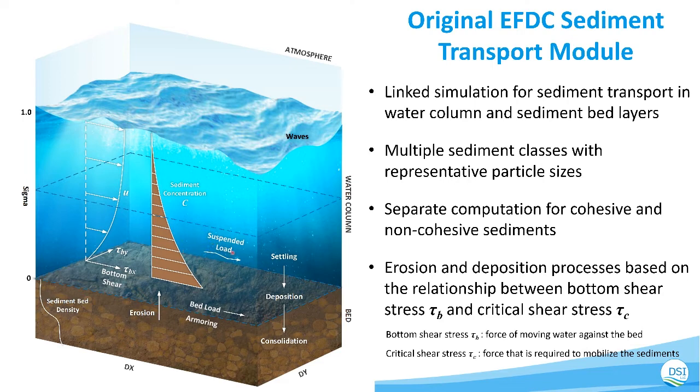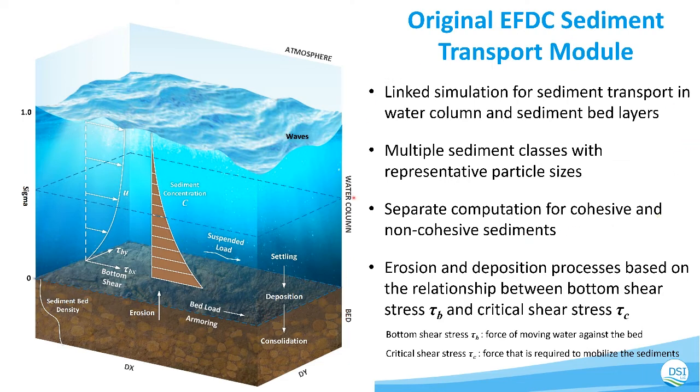There are lots of small particles transported through the water column in suspension. Due to gravity, those sediment particles settle and are deposited onto the sediment bed when the force of the moving water decreases. After the sediment materials are deposited into the sediment bed, the pressure on the sediment bed increases, so the volume of the sediment bed will decrease. This process is called consolidation, and the original EFDC sediment transport module can compute all of these processes within a single simulation.